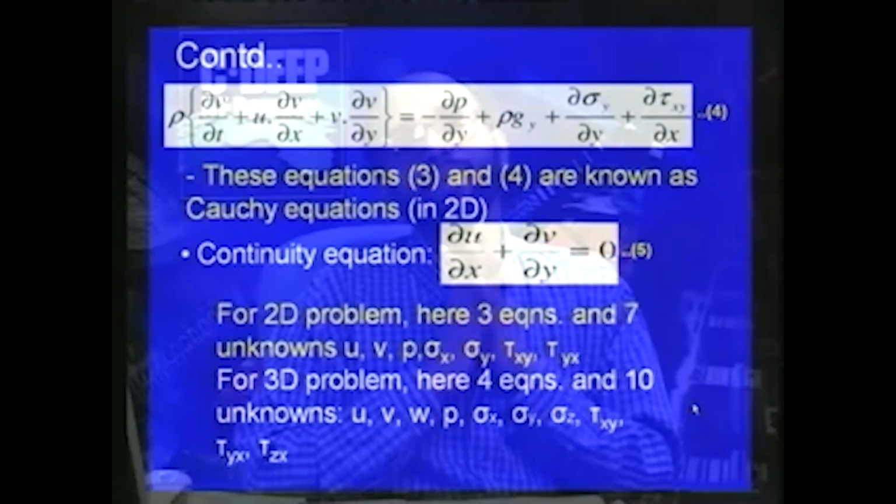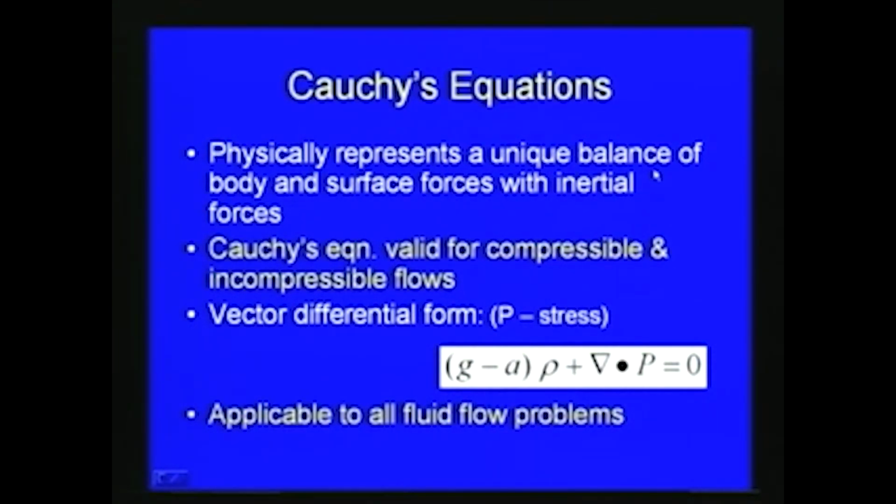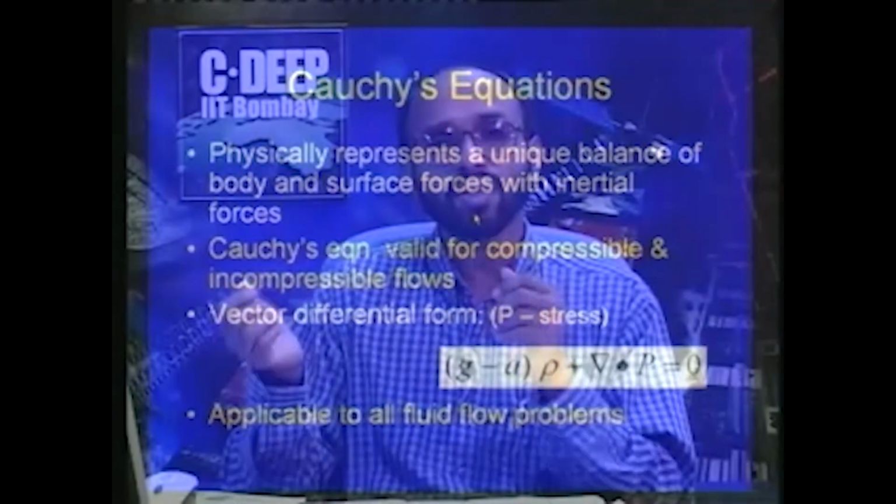So, depending upon the problem, we can supplement with various other equations like equations of state, and then we can try to solve the problem. So, this Cauchy's equation which we derived here is the basic equation for viscous flows. Here, the Cauchy's equations represent a balance of body and surface forces with inertial forces, and they are valid for compressible and incompressible fluid flow.